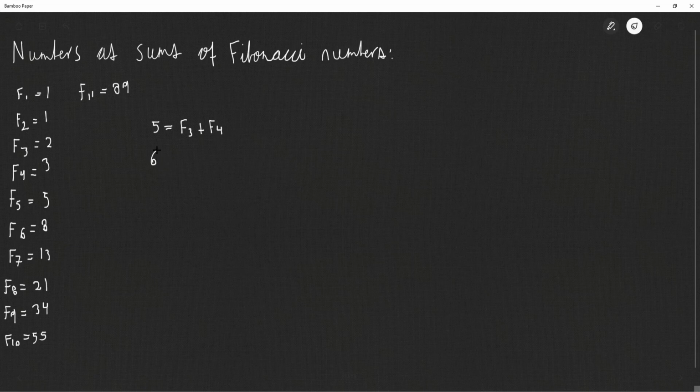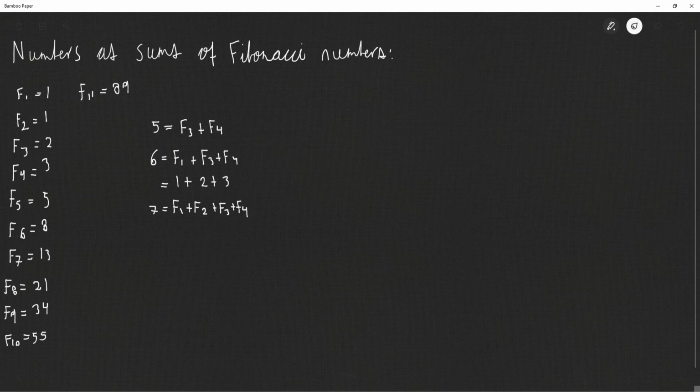Now, if we want to find the number 6, it will change a little bit because we need to have our 1. So it's going to be F1 plus F3 plus F4, because this is just equal to 1 plus 2 plus 3. And then our last practice will be 7, which is equal to F1 plus F2 plus F3 plus F4.